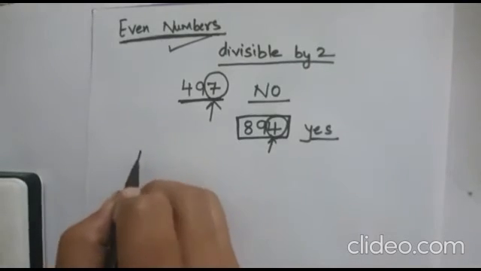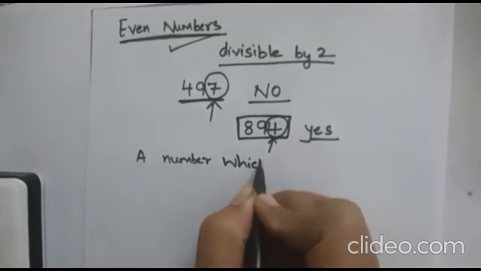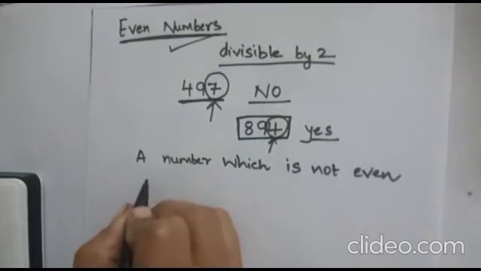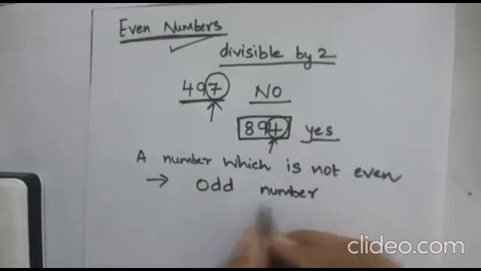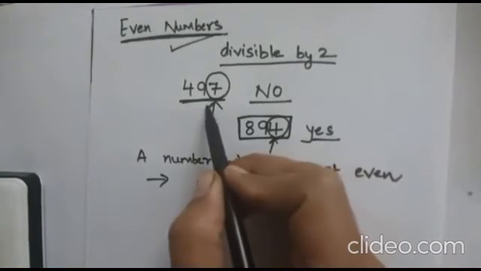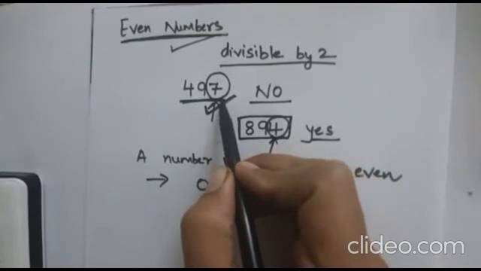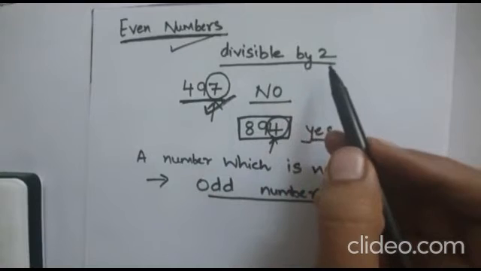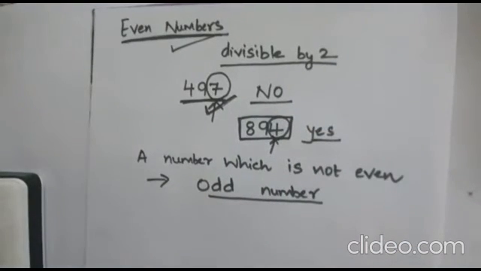Now children, a number which is not even is called an odd number. Means if this number is not even, then we can say that this number will be an odd number. Clear? Even numbers means those which are divisible by 2. So odd numbers means those which are not divisible by 2.